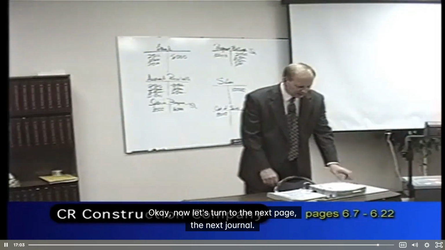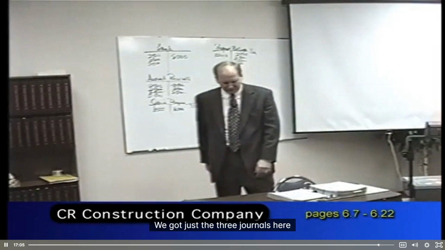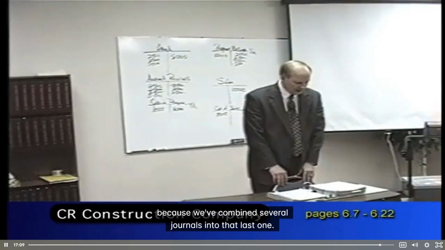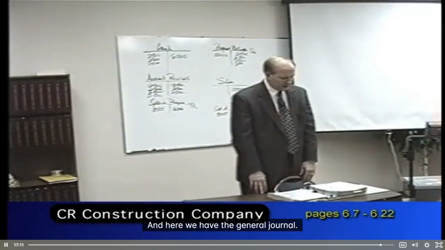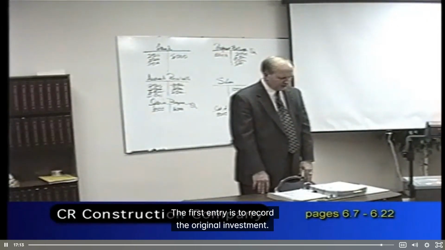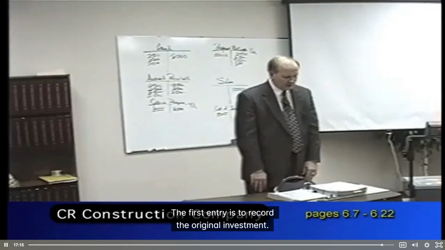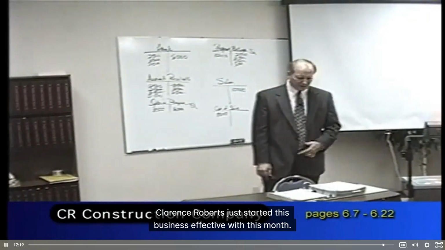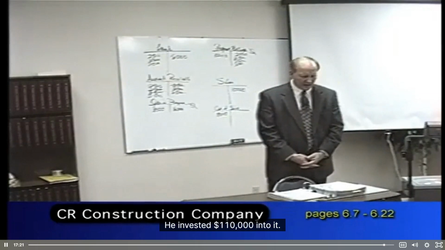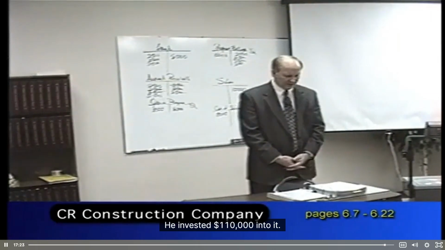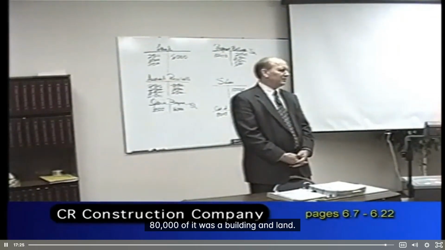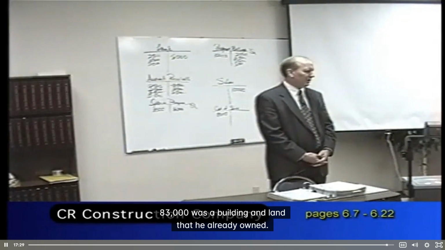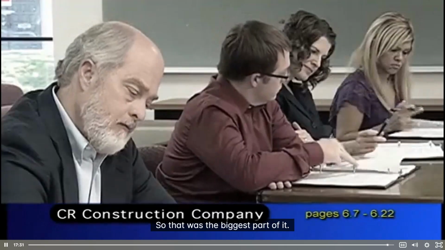Okay. Now let's turn to the next page, the next journal. We got just the 3 journals here because we've combined several journals into that last one. And here we have the general journal. The first entry is to record the original investment. Clarence Roberts just started this business effective with this month. He invested $110,000 into it. $80,000 of it was a building and land that he already owned. So that was the biggest part of it.